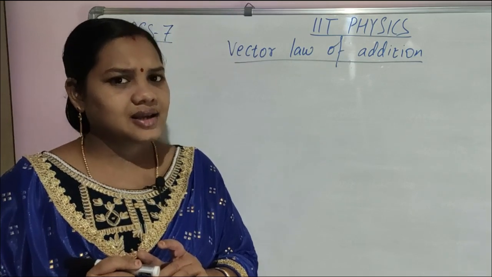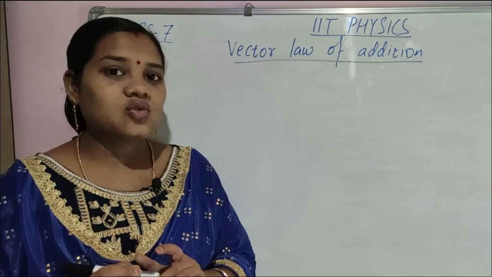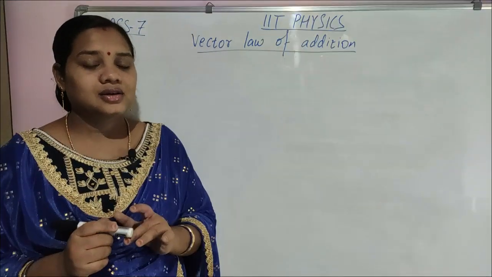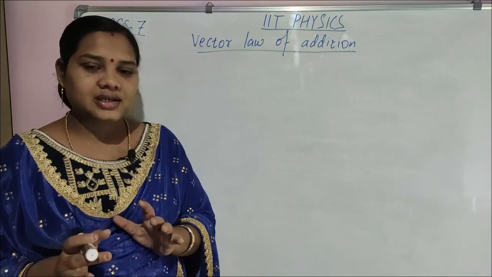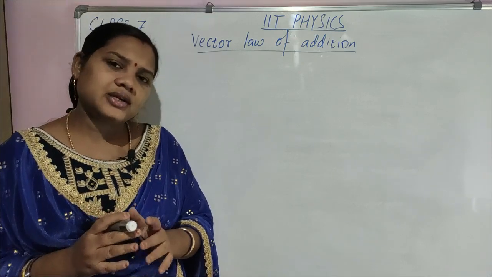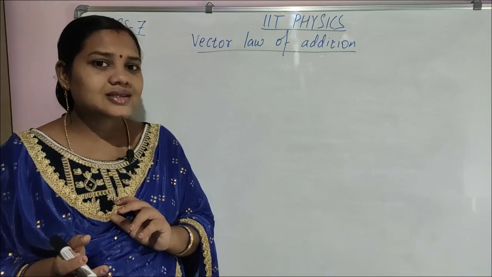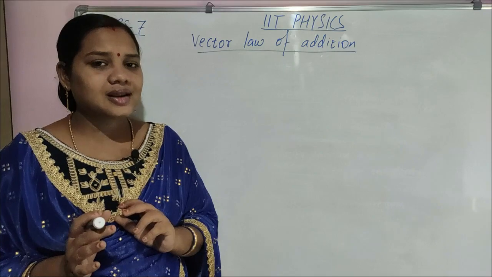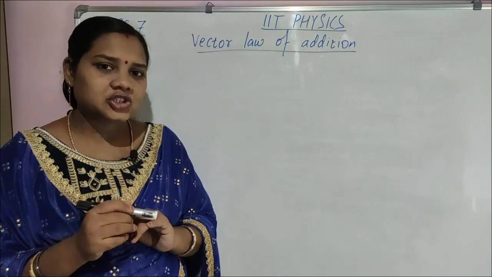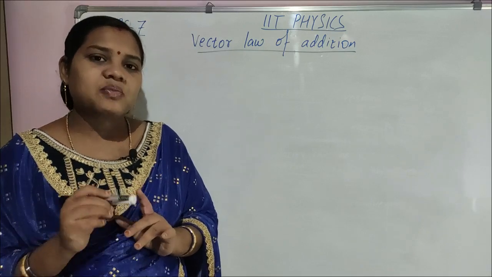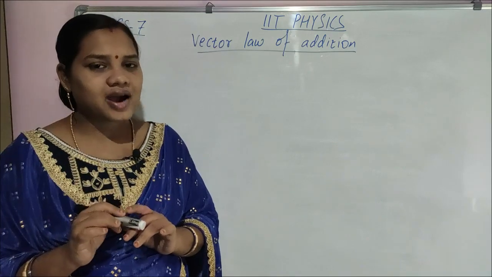Okay children, there are some quantities which have direction but they are not vector quantities. Current, is it not? There are some quantities which have magnitude, unit and direction, but they are not vector quantities. The reason is they do not obey the laws of vector addition. So a quantity, when it has magnitude, unit, direction and obeys the laws of vector addition, then only it is a vector quantity.